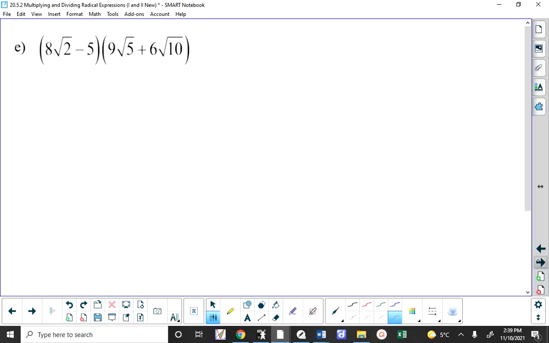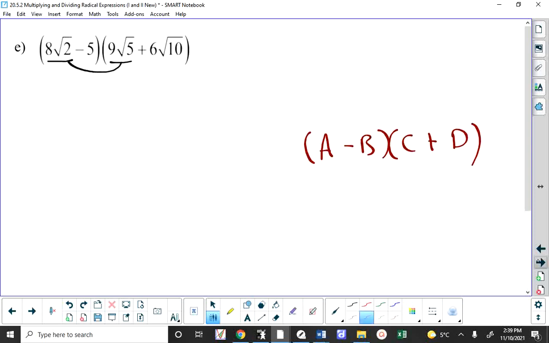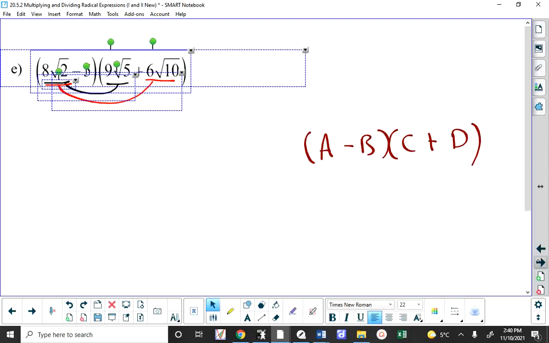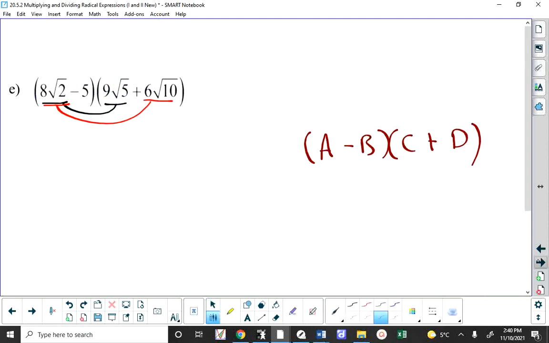What we have is this situation. We've got a binomial times a binomial, which means we are going to have to take the 8 root 2 and multiply by the 9 root 5 first. We are going to have to take the 8 root 2 and multiply by the 6 root 10 outer. We are going to have to take the negative 5 and the 9 root 5 and multiply them inner. And we are going to have to take the negative 5 and the 6 root 10 and multiply them outer.